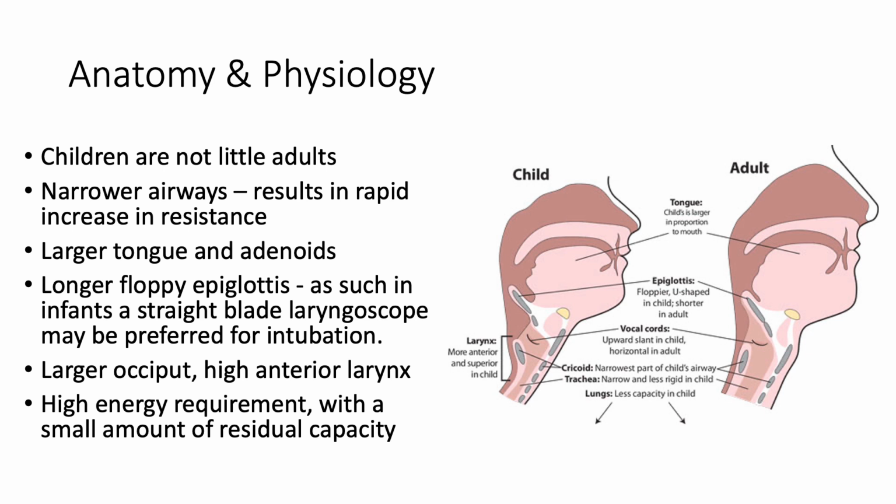And then lastly, kids have high energy requirements. They've got increased metabolic requirements, and they've actually got reduced functional residual capacity. So pretty much kids will deteriorate quicker than adults, and that's why it's important to escalate quickly.